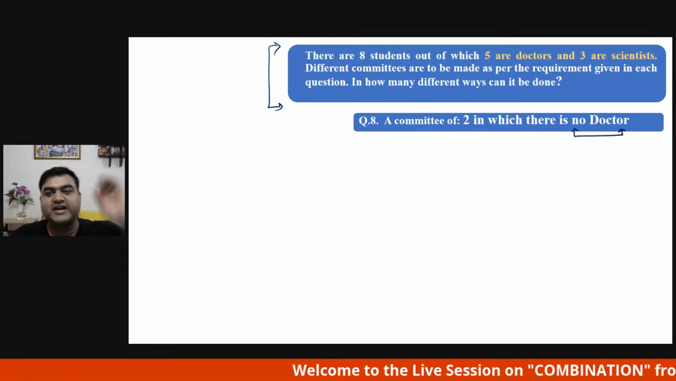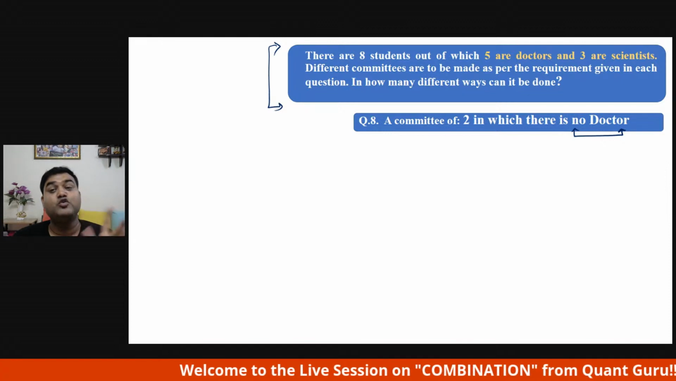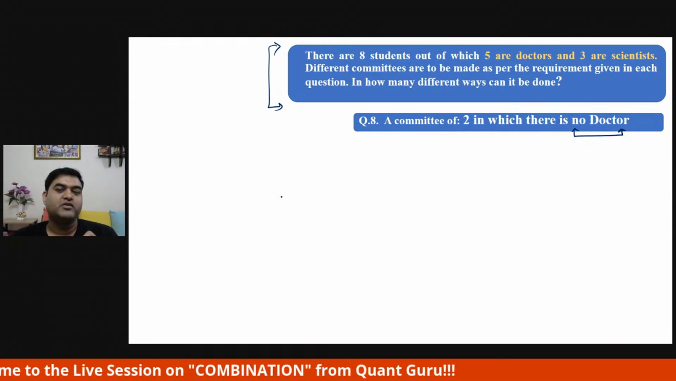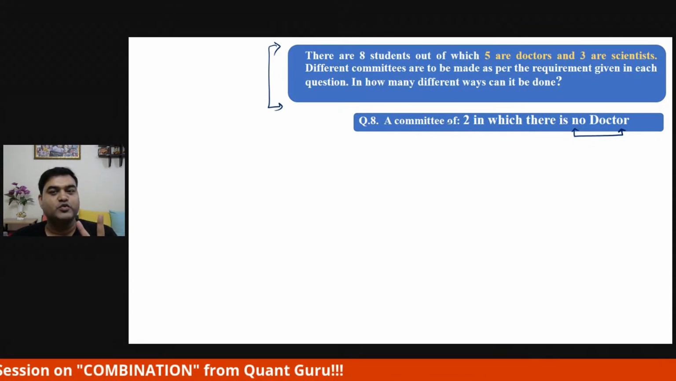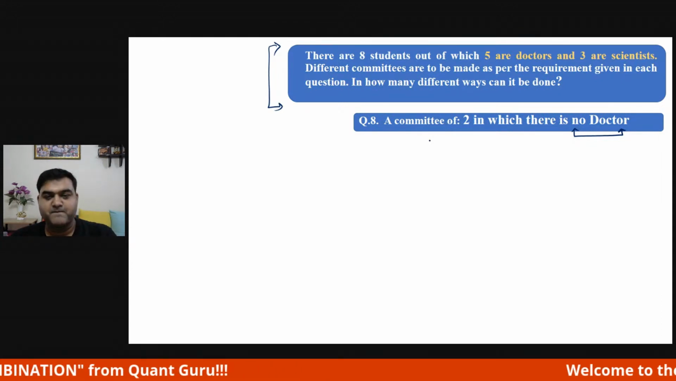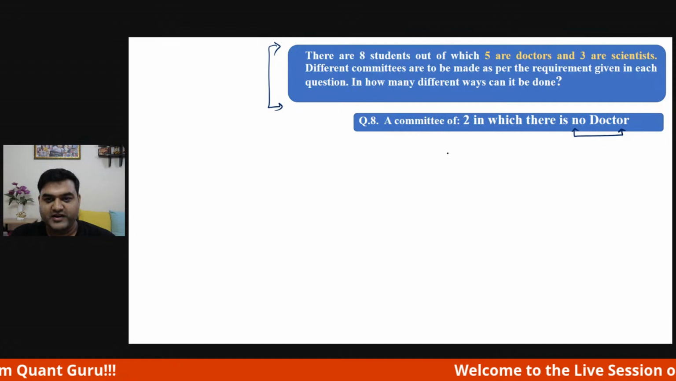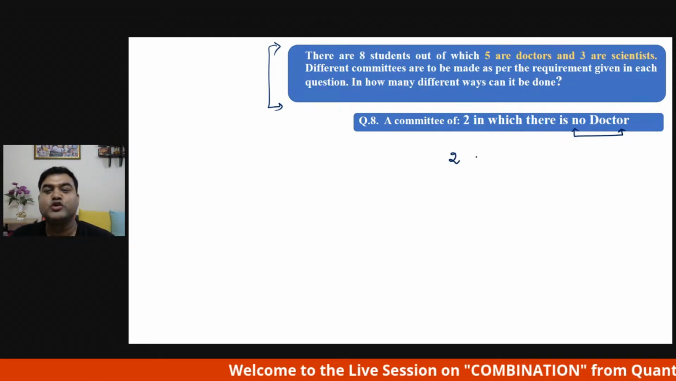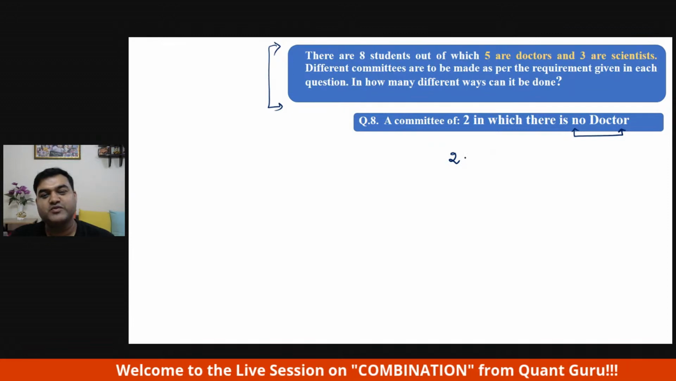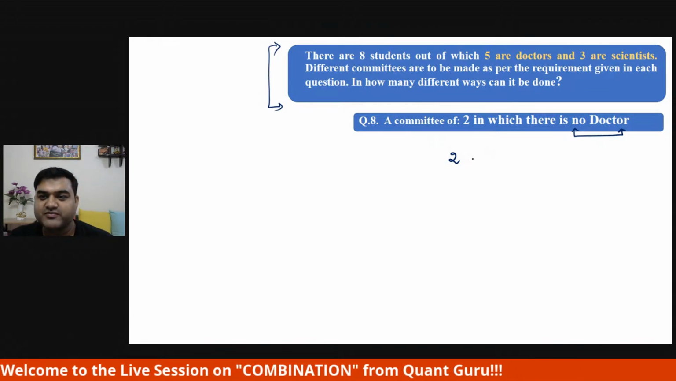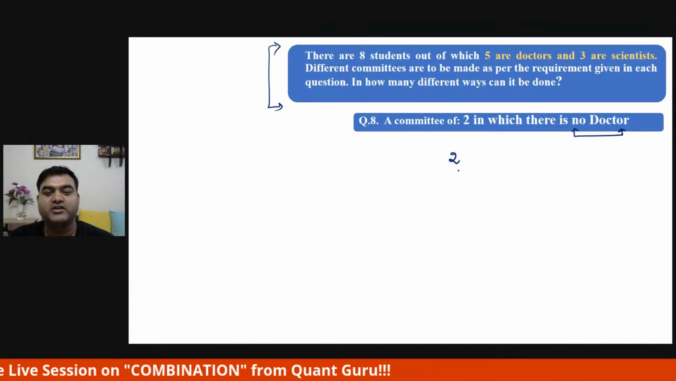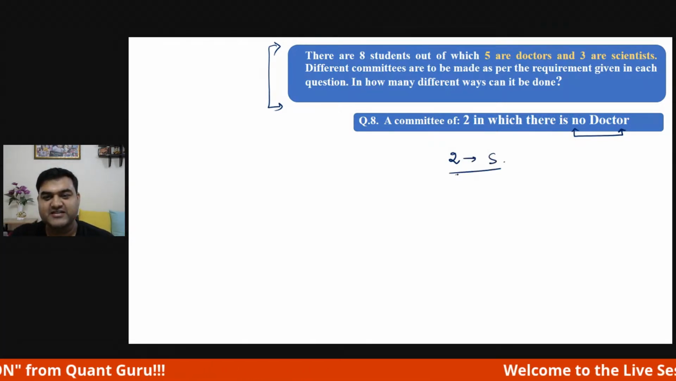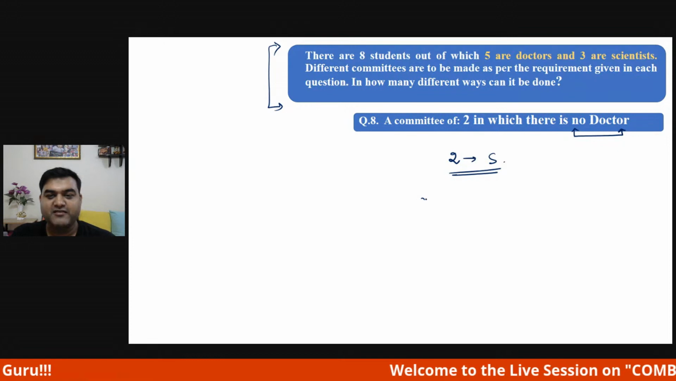Can you try this? Yesterday we have done the 'no' type also. No doctor. You know now, a committee of only 2, right? We want 2 people, and out of that they are telling no doctor. So both people have to be scientists, obviously. When it need not be a doctor strictly, then both have to be scientists, right? So what we will do? N value.